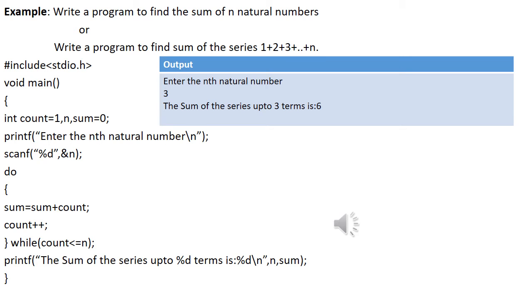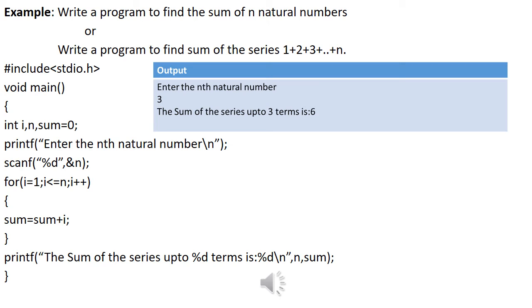Then the count is incremented by 1. Count becomes 4. Now while count is less than or equal to n, now 4 is less than or equal to 3. The condition is false, so the control will not go back into the loop. It will come outside the loop and the printf statement is executed. So the sum of the series up to 3 terms is 6.